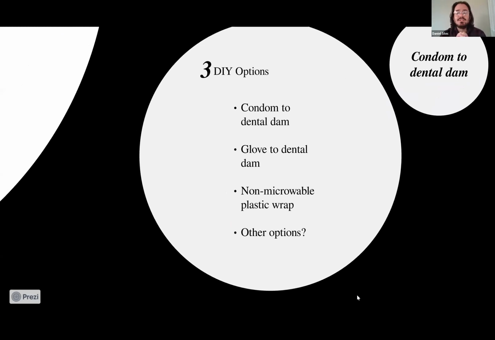Plastic wrap. Now, it is important to use non-microwavable plastic wrap. And the reason for that is because microwavable plastic wrap has tiny holes in it for the steam and air to escape, and therefore that makes the method not really an option for STI prevention. So if someone is going to use plastic wrap, make sure it is non-microwavable. But again, it is another option to help prevent some of that skin-to-skin transmission of STIs.